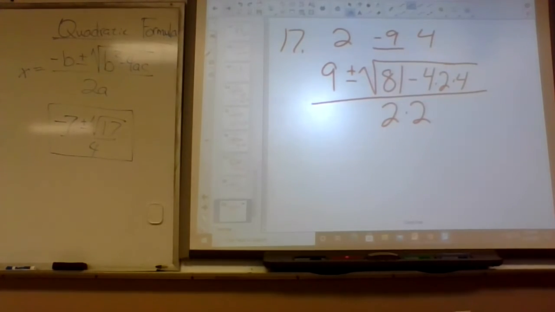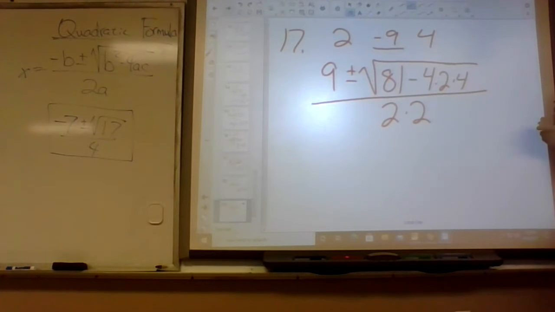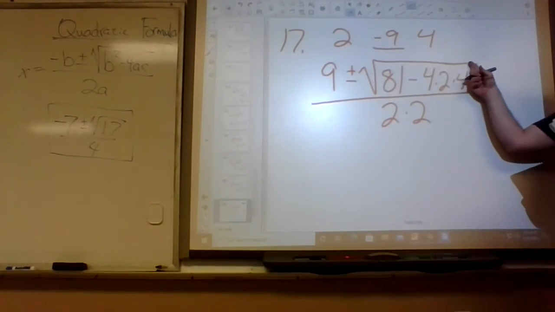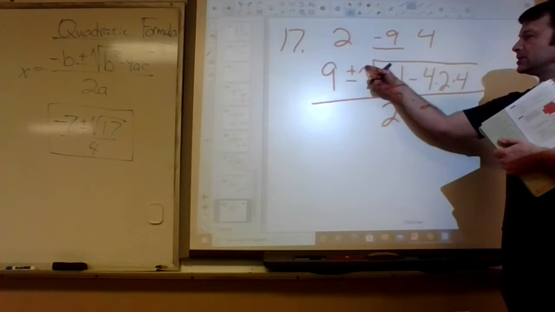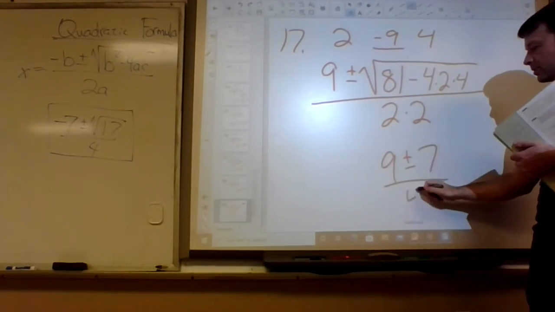Okay, what does that come out to in the square root? 4 times 2 is 8, times 4 is 32, 81 minus 32 is 49. What's the square root of 49? Oh, you're right. 7. 9 plus or minus 7 over 4.